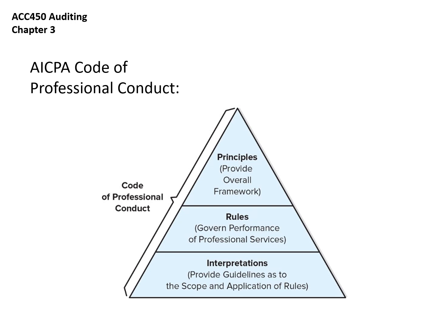So the AICPA, our professional organization that oversees CPAs, has a code of professional conduct that is built similar to the way the generally accepted accounting standards are built, which we talked about in the last chapter. So there are principles that give us the overall framework, there are rules, and then there are interpretations of those rules to specific circumstances.